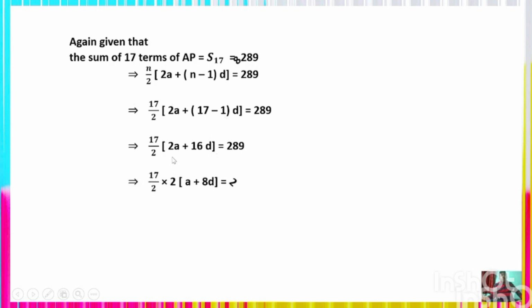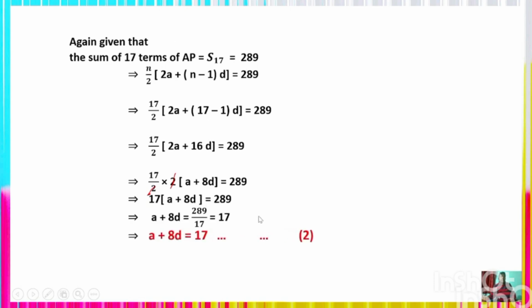Here you can bring the common factor 2 out. After taking the common factor, it will be 17 by 2 into 2 whole into a plus 8d is equal to 289. Here we can cancel the 2. After cancellation we shall get 17 whole into a plus 8d is equal to 289, right? And a plus 8d is equal to 289 upon 17, which is 17. Thus we get a plus 8d is equal to 17.